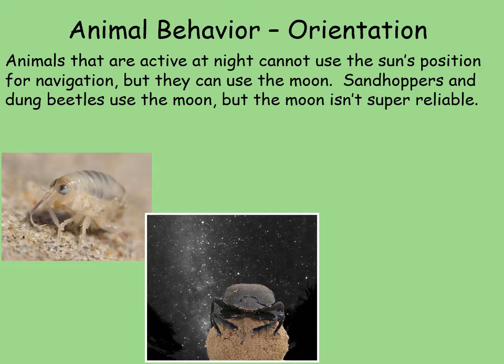Animals that are active at night, nocturnal animals, can't use the sun's position for navigation, but they can use the moon. Sandhoppers and dung beetles, two groups of insects, use the moon for navigation, but the moon, again, isn't super reliable. It changes its position in the night sky.